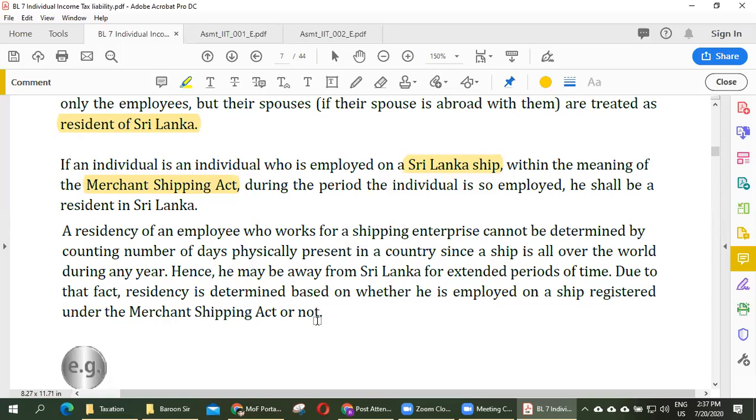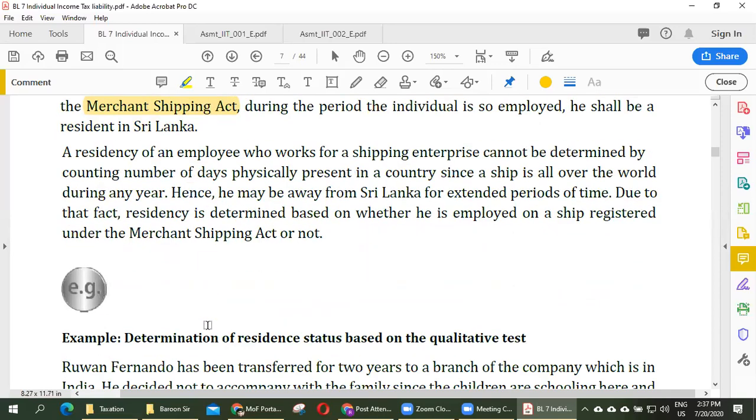He's a resident according to the act. According to the act, he should be treated as a resident, no matter how many days he has spent in Sri Lanka or outside Sri Lanka.